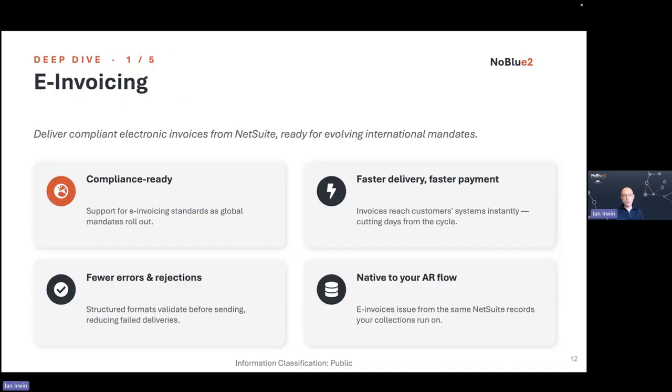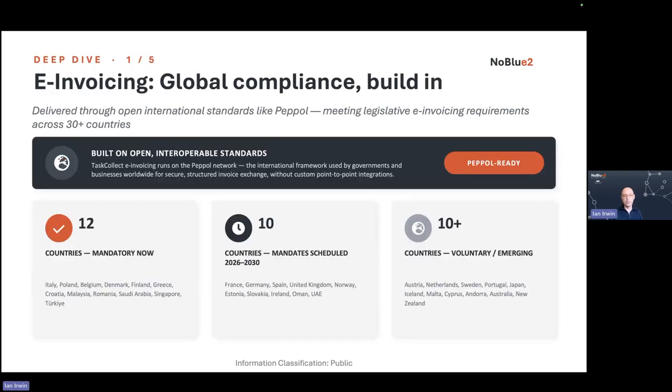So first and foremost, e-invoicing. TaskCollect supports global e-invoicing. We are ready from a delivery of invoices point of view for compliance around most geographies in Europe where it's currently mandatory.